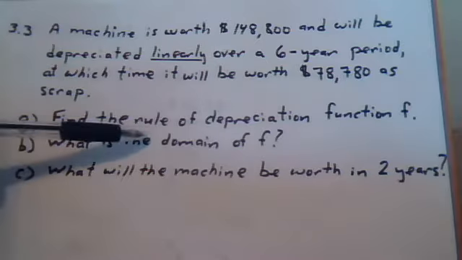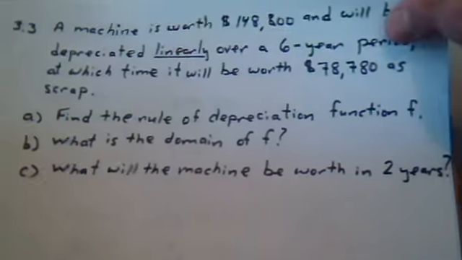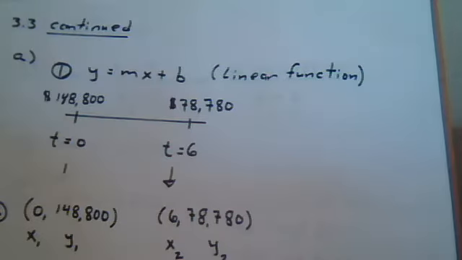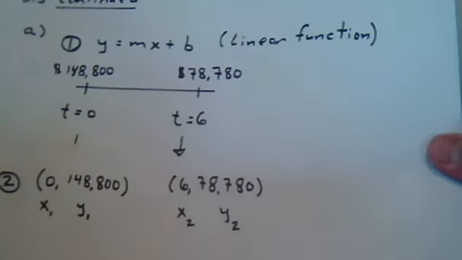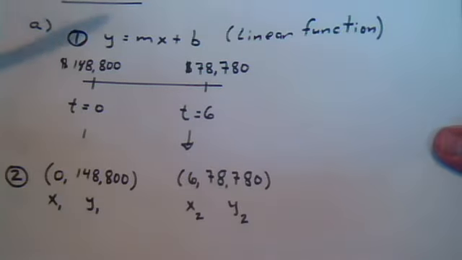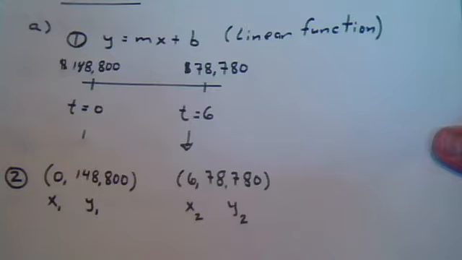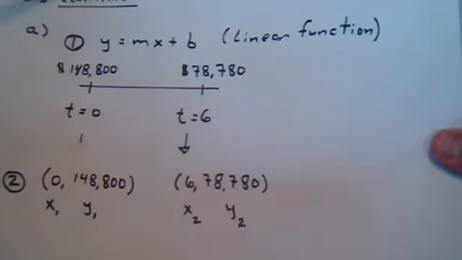B, what is the domain of f? C, what will the machine be worth in 2 years? So first, we're going to get the equation. The equation of a line, to come up with a unique line, you need 2 points. And here's the equation of a line. And our job is to use those 2 points to figure out the m and the b.